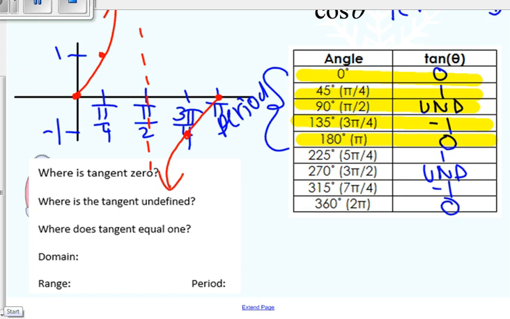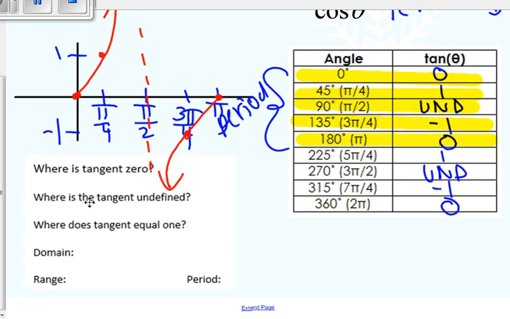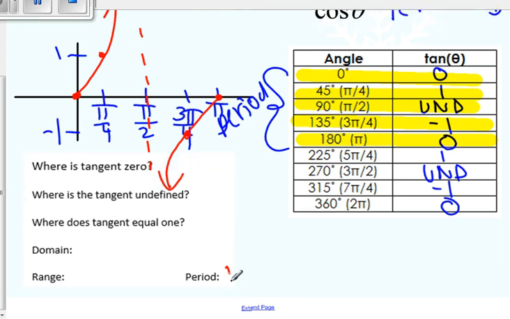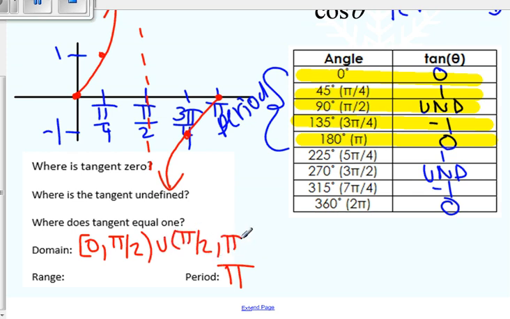We already said the period was pi. The domain for one period is all we're looking at. So the domain for one period here is that we included 0 and we made our way to pi over 2. We did not include pi over 2 because it's an asymptote, and then we pick back up at pi over 2 till we get to pi. And that's only for this one period. The range here is from negative infinity to positive infinity because our y values can be whatever number that the graph is hitting at that time.